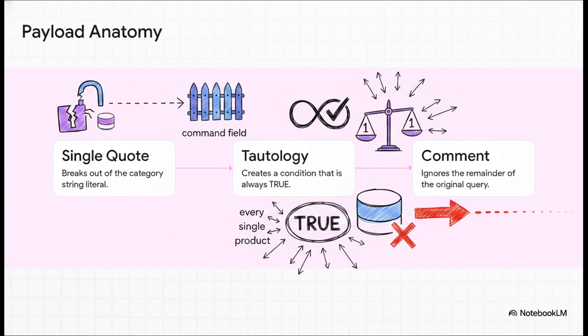By injecting our own single quote, we artificially close the category string early. We're breaking right out of the data field and into the command field. Step 2 is the tautology, or 1 equals 1. A tautology is just a statement that's always mathematically true.